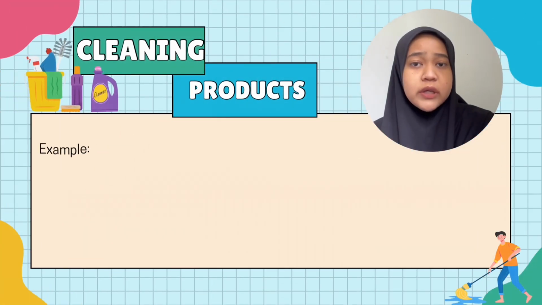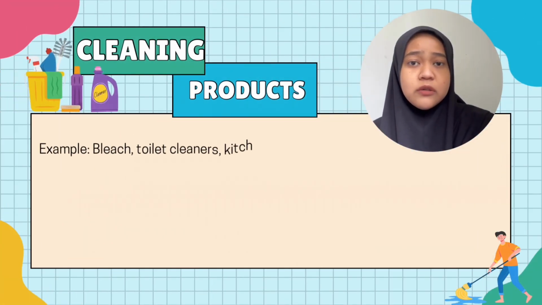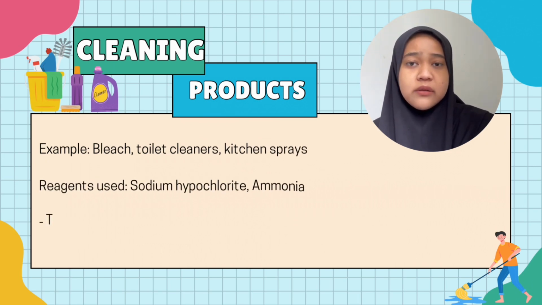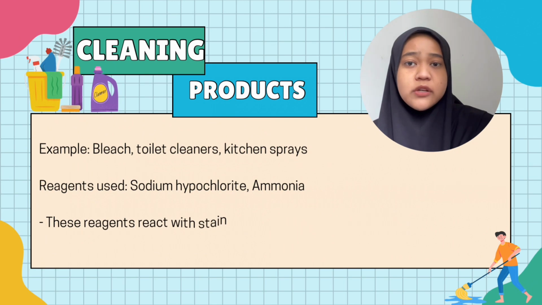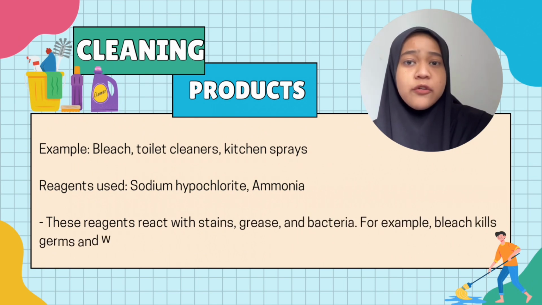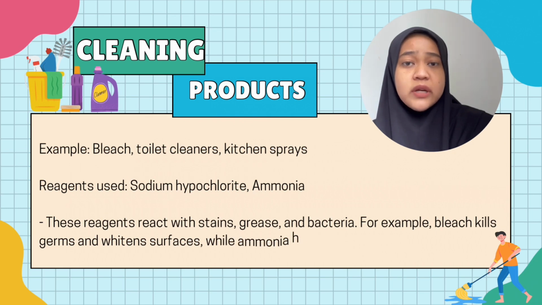Now, when you clean your house, especially in the bathroom or in the kitchen, you are also using chemical reagents. Products like bleach or toilet cleaners contain sodium hypochlorite and kitchen spray often uses ammonia. These reagents break down stains, remove grease, and most importantly, they kill germs. So they help to keep our homes clean and safe.